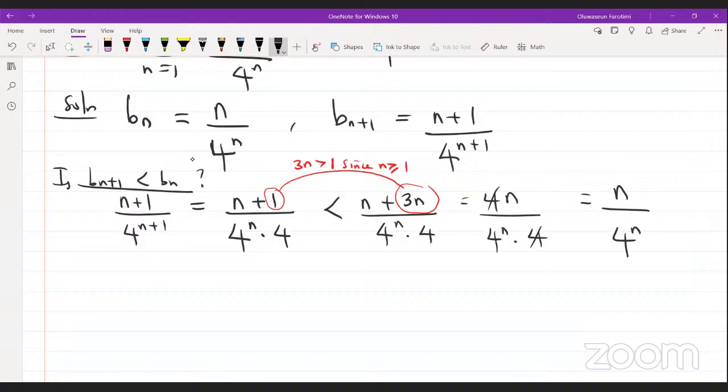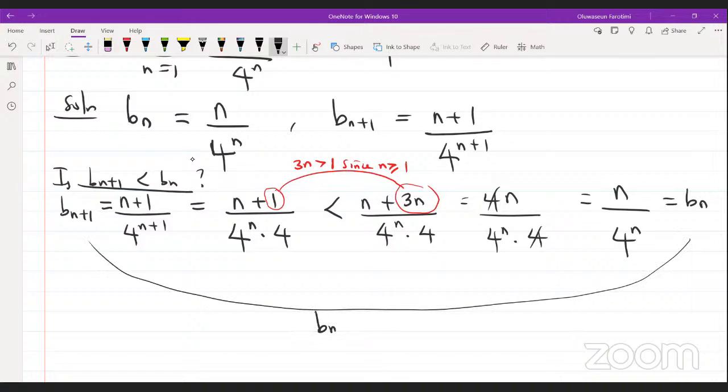Talk to me, guys. What is this quantity? This is just b sub n. Amazing. So you see how sometimes we have to walk our way through to show that this is true. So this is b sub n plus 1 less than b sub n.